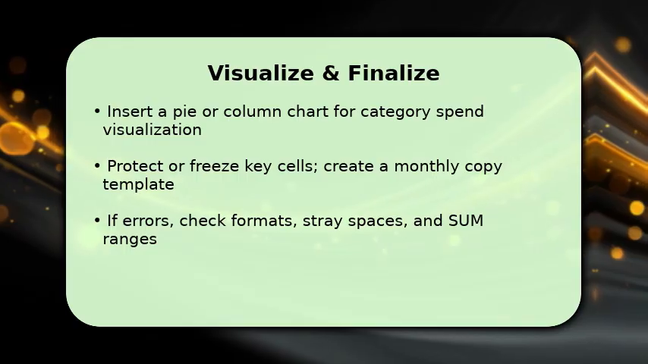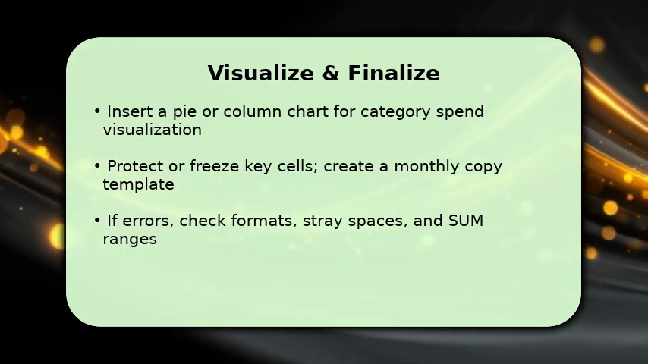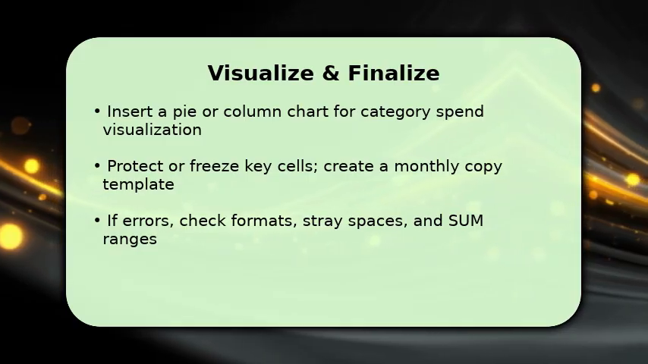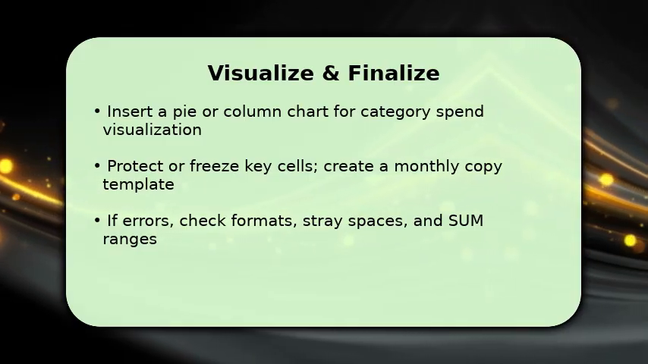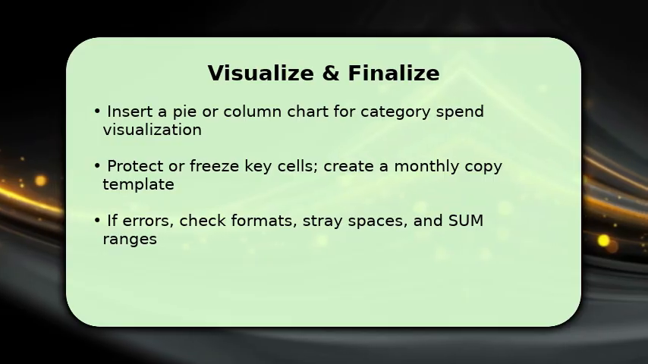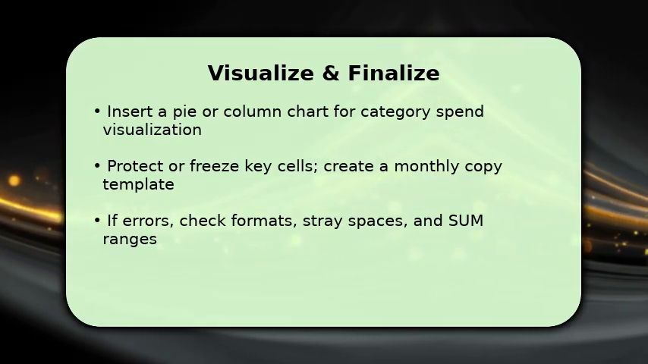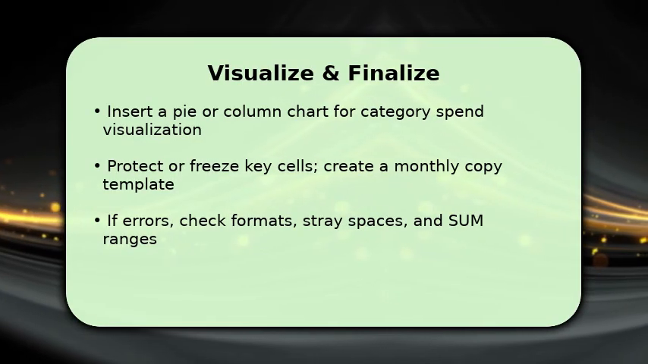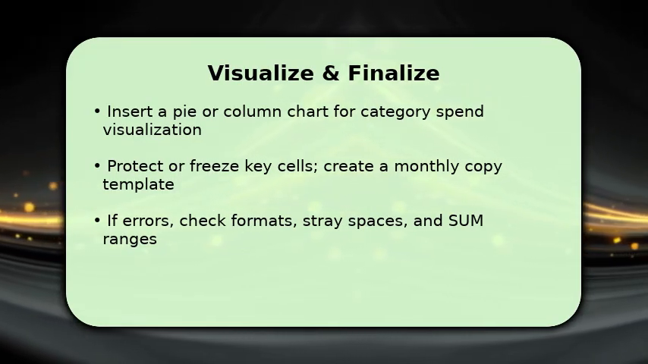Once set, protect key cells and create a blank monthly copy as a template so you don't rebuild each month. Export or backup to Drive if needed. If numbers look wrong, check for wrong cell formats, extra spaces in categories, or misplaced SUM ranges. Correcting those resolves most common issues and gets your sheet accurate.